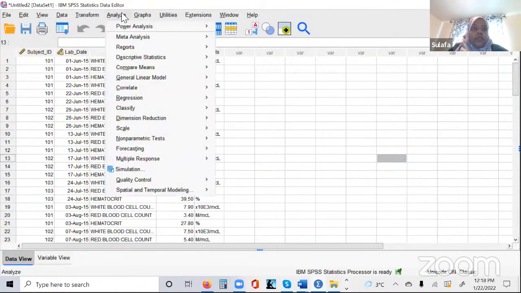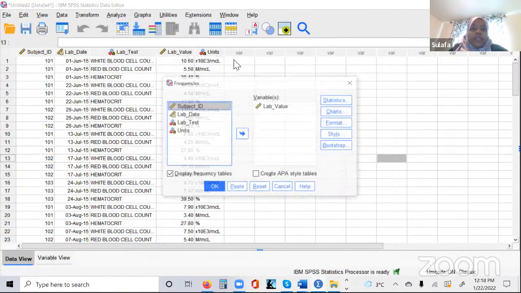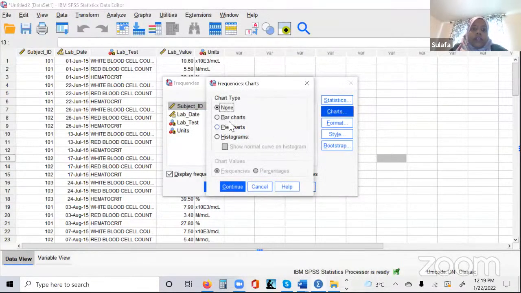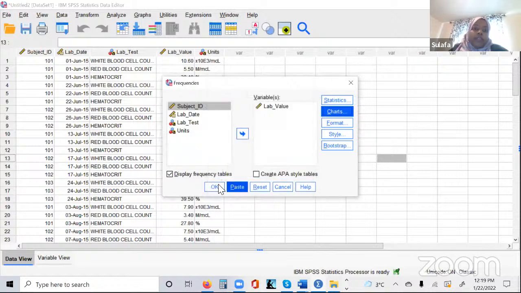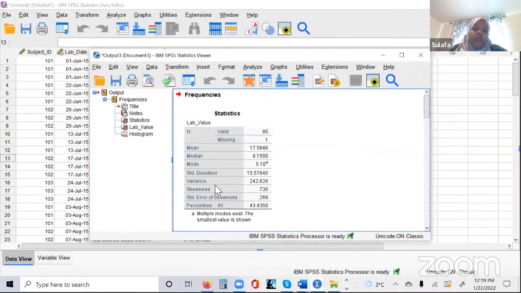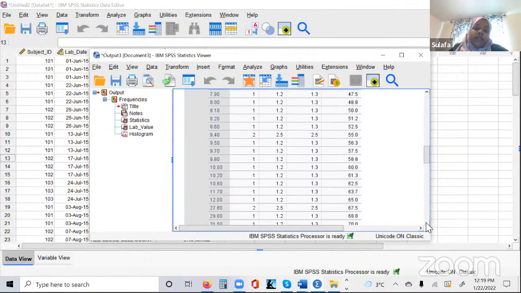And also, if you want to display your histogram, we can go to Frequencies here, and you can press on Charts. If you want a bar chart, pie chart, or histogram, you can press here, press Continue, and then OK. And by the end of all the data we have seen before, you can see the histogram.